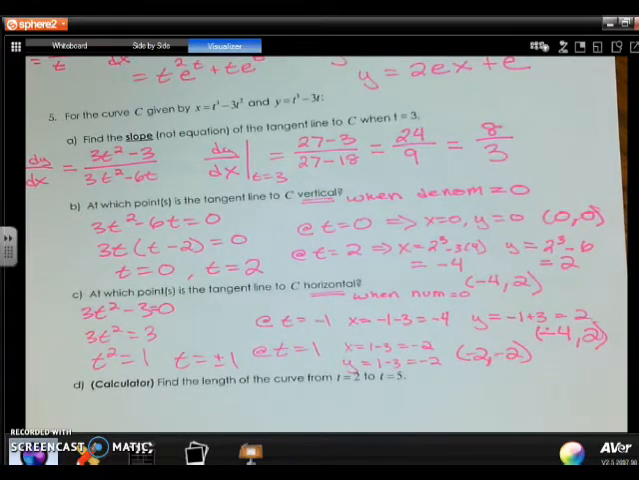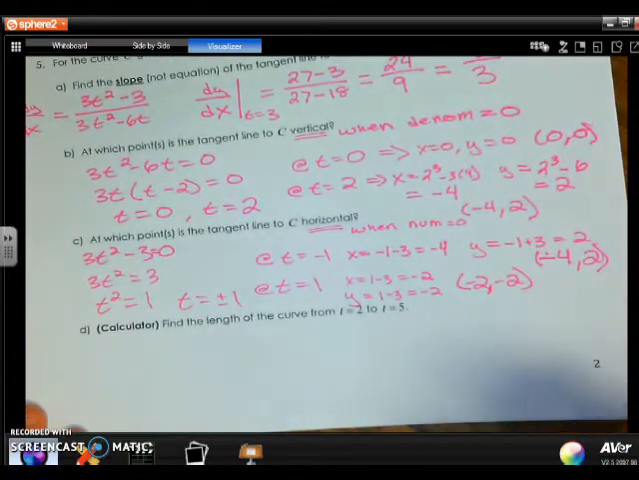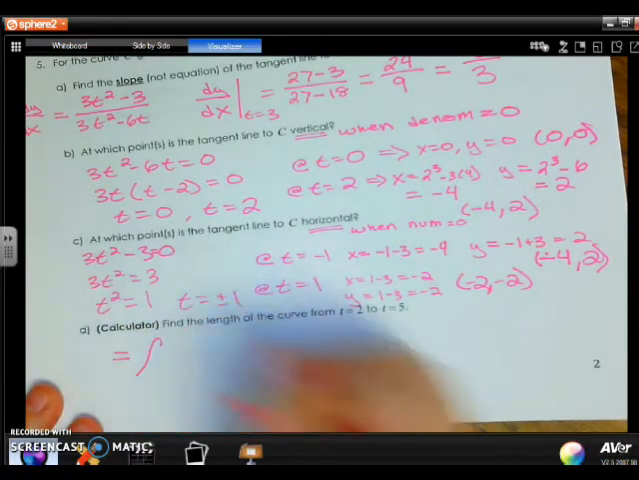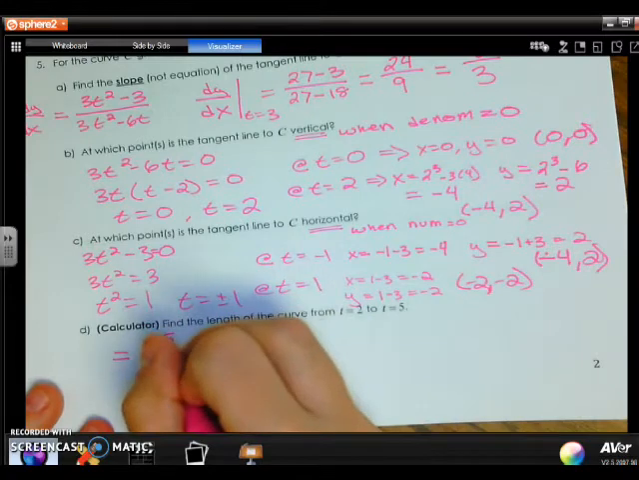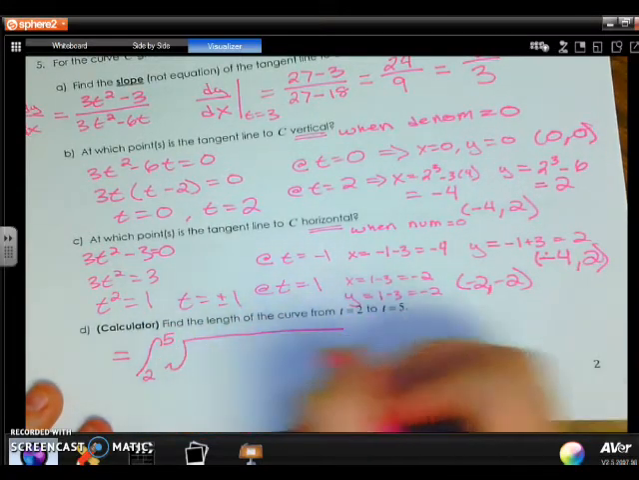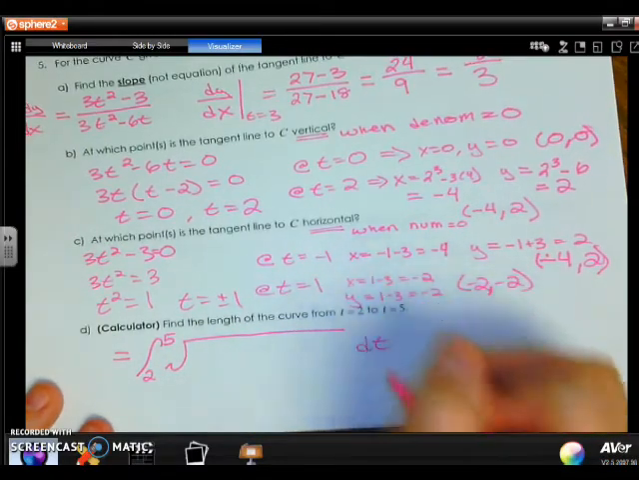Alright, so part D says, find the length of the curve from t equals 2 until t equals 5. So your setup for here, remember the arc length, it's going to be an integral. They gave me the interval of the integral. And it's the square root of dx squared plus dy squared, all with respect to t, of course.